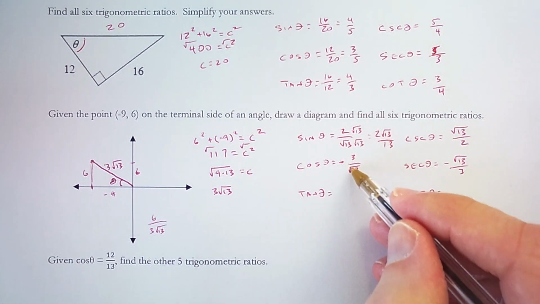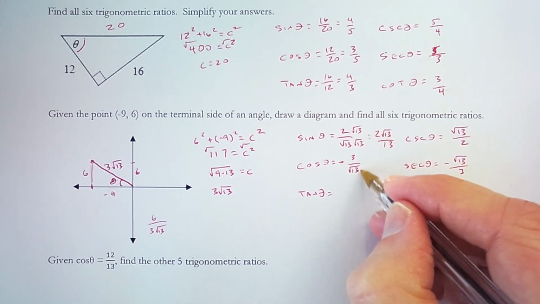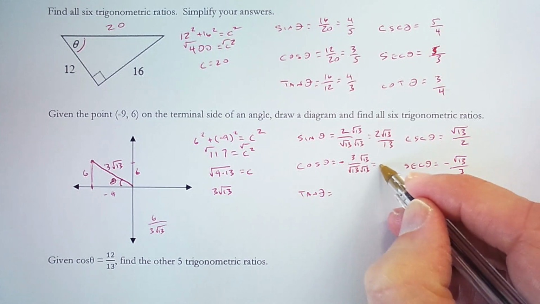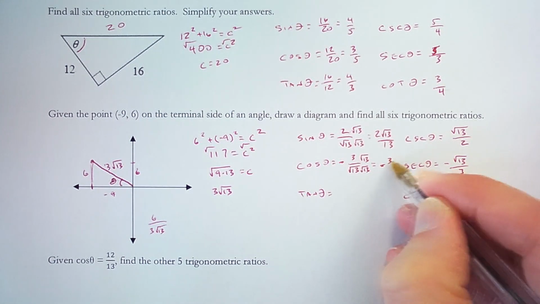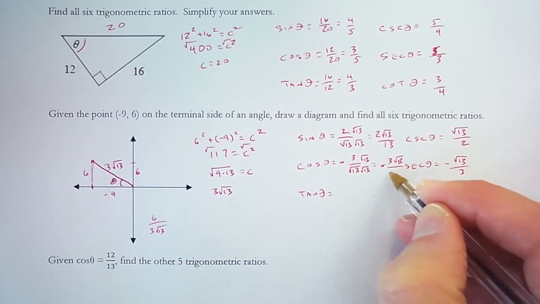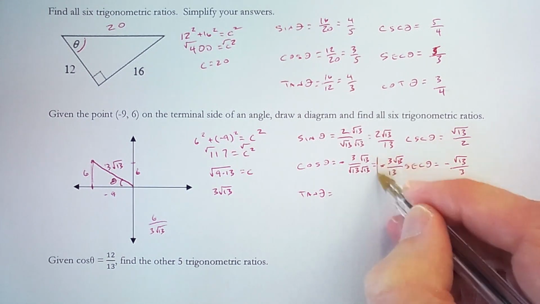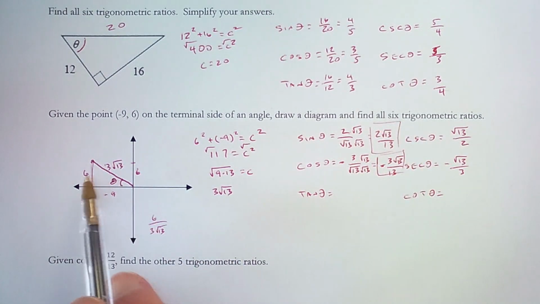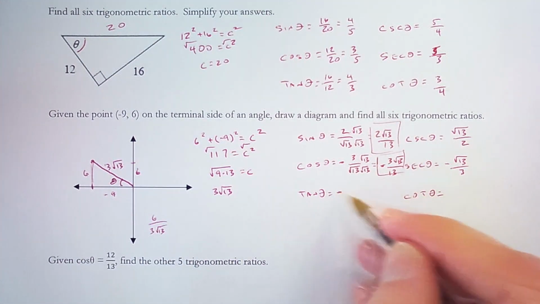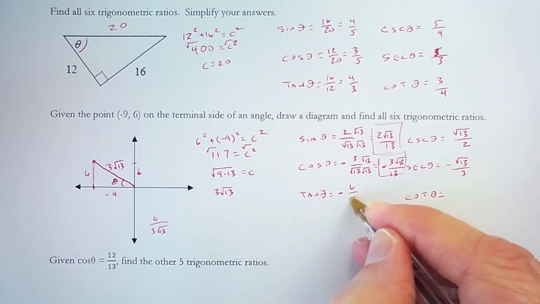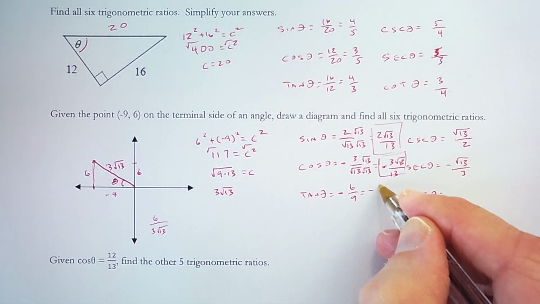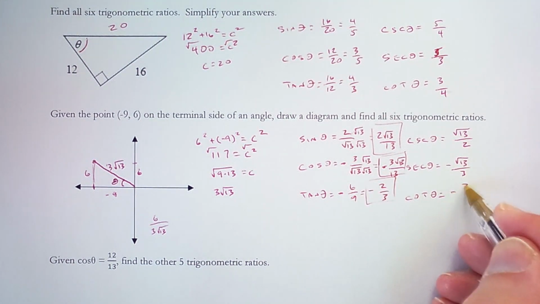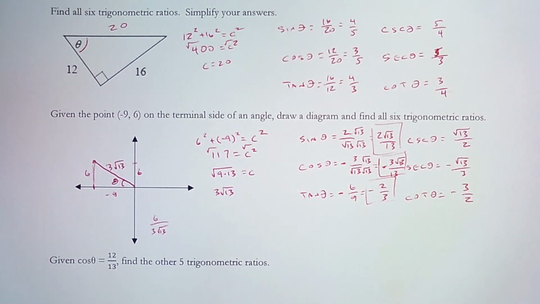But let's simplify this by getting the irrational number out of the denominator. So multiply numerator and denominator by the square root of 13. And we get negative 3 times the square root of 13 over 13. And then for tangent, opposite over adjacent is negative 6 over 9, which is negative 2 over 3, which means cotangent is negative 3 over 2.